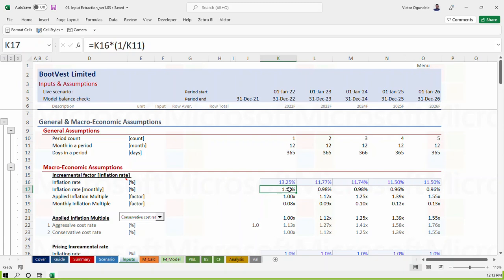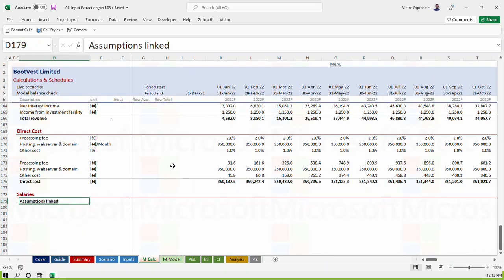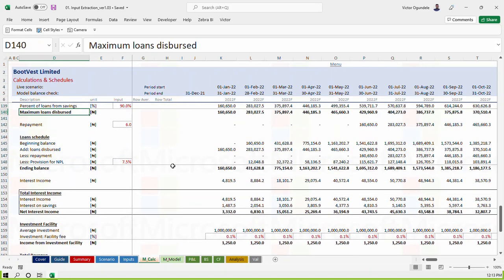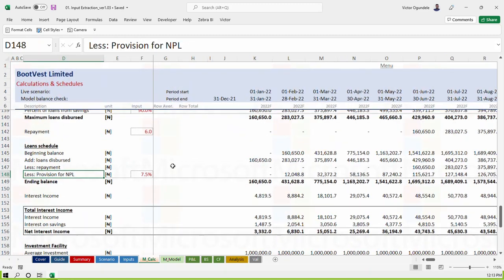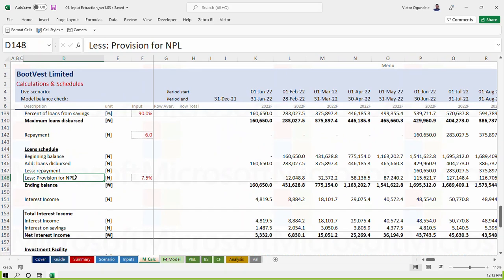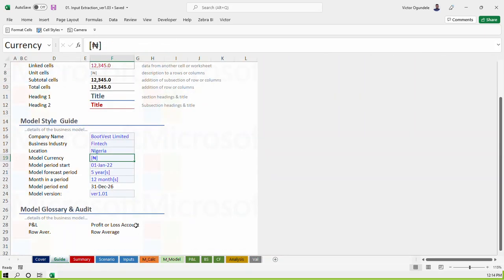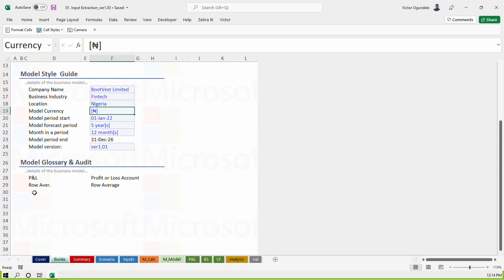Okay, so Razak is saying, I don't think we have incorporated default rates into our loan. Well, this is what we call our loan provision, provision for non-performing loans. Yes, it's the same thing. So remember, in our guide, you have a part called model audit. Those are the things you need to put in your model audit.